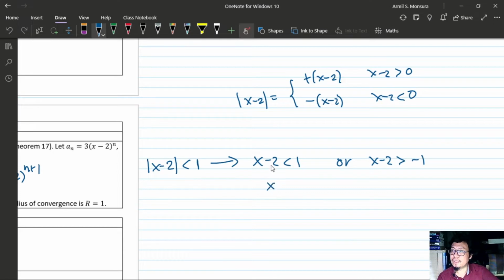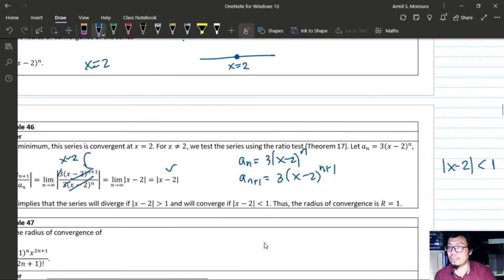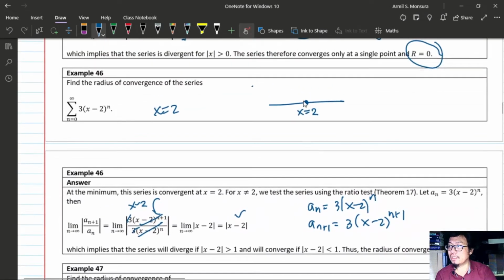Solving this for x, we'll add plus 2 here. So x is less than 3, and x is greater than 1. So when your x is less than 3 but greater than 1, your series would converge. Taking note that your series converges at x equals 2 automatically, we also know that your series would converge between 1 and 3.